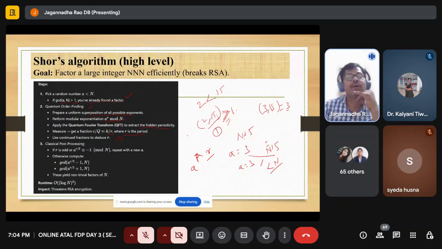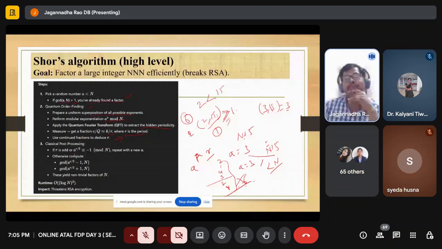Why? Because, for example, if the period is 6 and I got the remainders 2, 1, 4, 3, like this, you can stop here. Again you are seeing 1, and if I stop now, what is the period? 6, which is wrong. So this is classical post-processing.